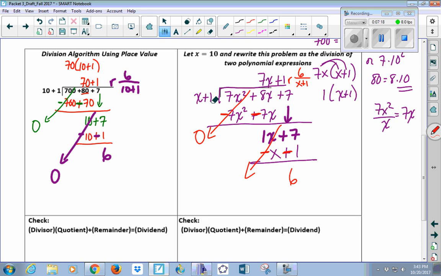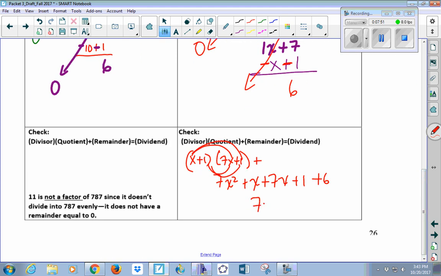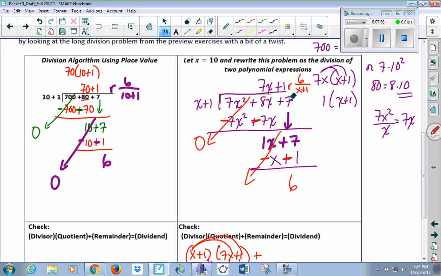So how would we check? How would we make sure that this is correct? It's always the same. We take our divisor, x plus 1, and we multiply it by our quotient, 7x plus 1, and we add our remainder. So let's see, we have x times 7x is 7x squared, x times 1 is x, 1 times 7x is 7x, and 1 times 1 is 1. And we add our remainder 6, and we get 7x squared plus 8x plus 7, and that's exactly what we started out with.